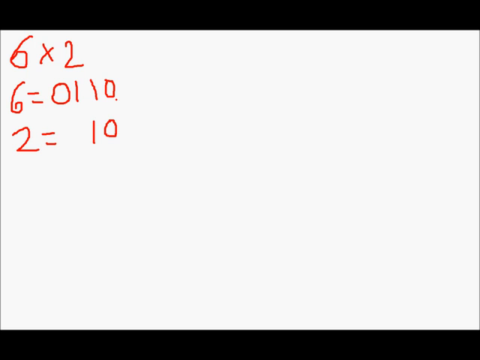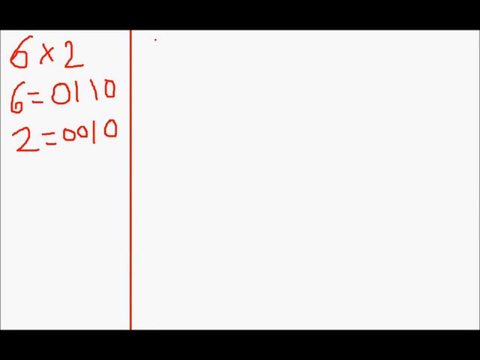I place 0 before 110 to indicate that 6 is a positive number, and since these are 4 bits, I'll place 2 more zeros before 10, and now even 2 is of 4 bits, and this first bit of 2 indicates that 2 is a positive number. I'll perform these steps, and with that it'll be clear how Booth's algorithm works.